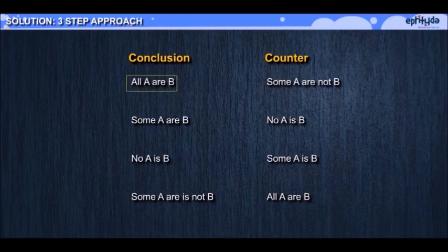Conclusion: all A are B, and the counter: some A are not B. Conclusion: some A are B, and the counter: no A is B. Conclusion: no A is B. Counter: some A are B. Conclusion: some A are not B. And the counter: all A are B. So basically, counter of all is some and counter of positive is negative.